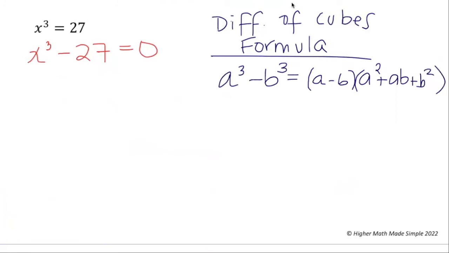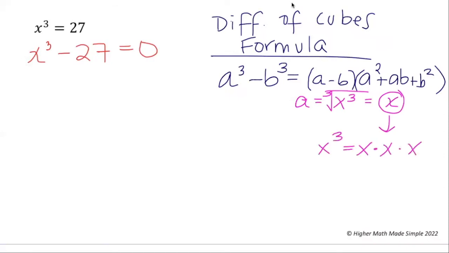Now a reminder, what's a and b? A is going to be the cube root of the first term. So the cube root of x to the third is x, and we can check because cube literally means that if we multiply something by itself 3 times, so in this case, x multiplied by itself 3 times does give us back x to the third. So we have successfully taken the cube root there.